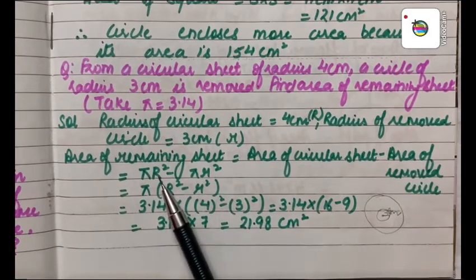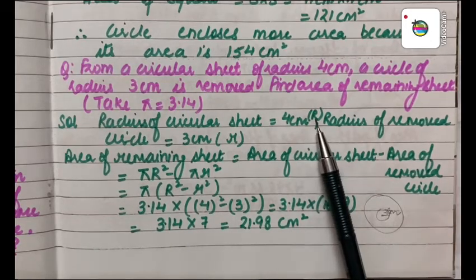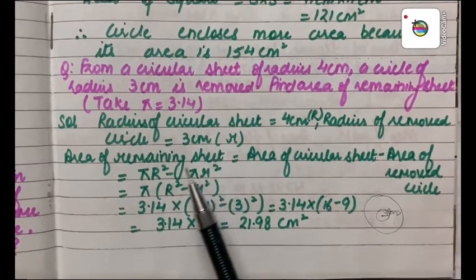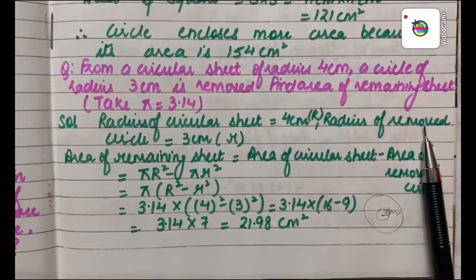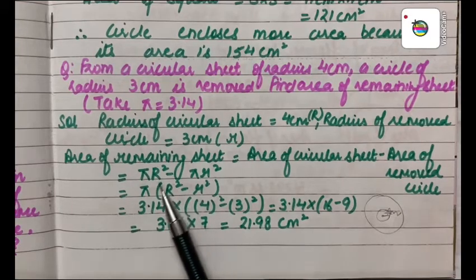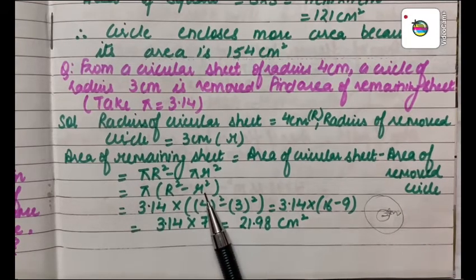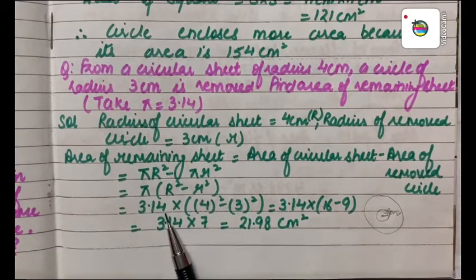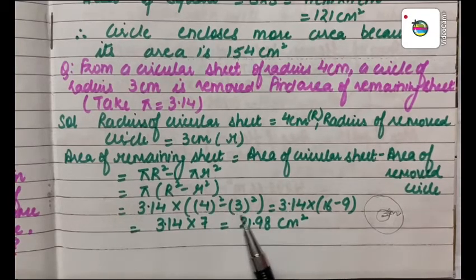Why capital R square? Because I have taken the capital R as the radius of the circular sheet, and small r as the radius of the removed circle. So as you people can see, pi is coming common. So pi as it is, capital R square minus r square will remain inside the bracket. In place of pi, 3.14 into 4 square minus 3 square. 4 4s are 16, 3 3s are 9. So 3.14 as it is into 16 minus 9, that is 7. So we get our answer as 21.98 centimeters square. Children, I hope you have understood the concept.